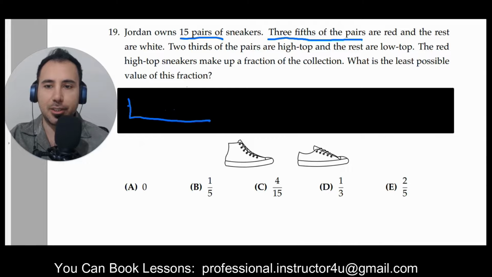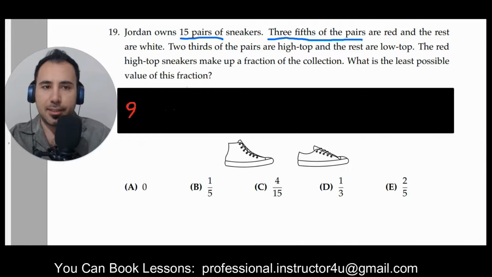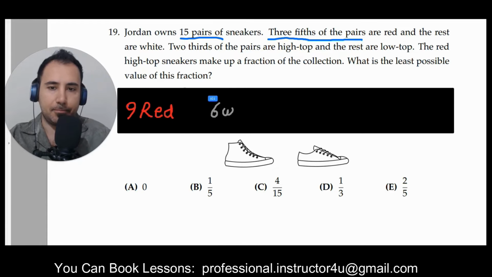And they are actually red. So we have 9 red sneakers, and the rest are white. So how many whites do we have? 9 are red, 6 are white. Good.